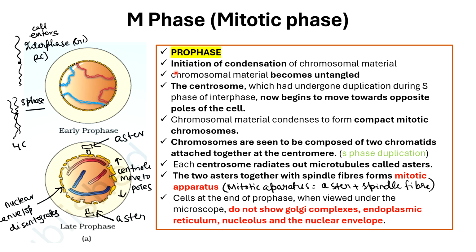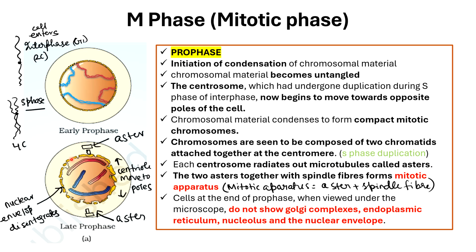So let's see what are the characteristics of prophase. We already discussed initiation of condensation, untangling of the chromosomal material, and movement of the centrosome towards the opposite poles. The chromosomal material condenses to form compact mitotic chromosomes. You can see here in late prophase, chromosomes can be seen now composed of two chromatids attached together at the centromere. Each centrosome radiates out microtubules called the aster.